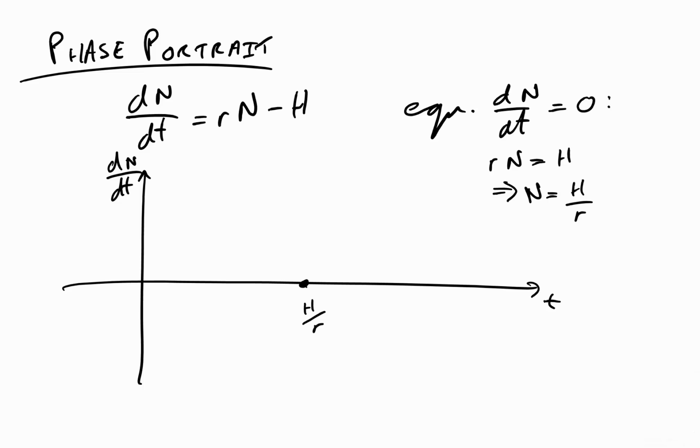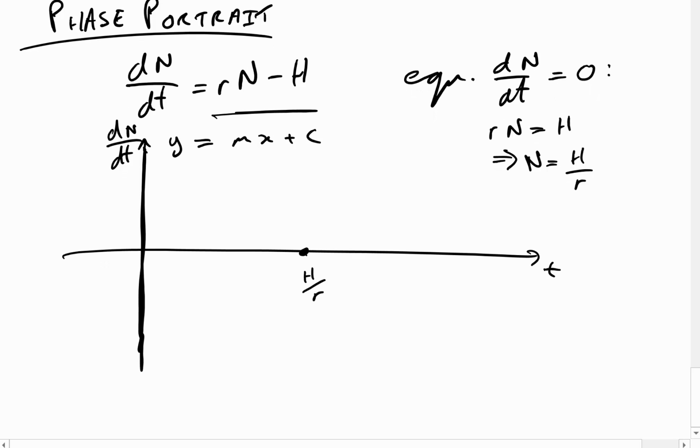So notice that effectively, this is our y, the dn by dt, because it's on this axis. This is our y, and this is equal to mx plus c. This is just a standard straight line graph where our gradient is given by r and our harvesting is just given by our y-intercept. So we're going to cross the dn by dt axis, or the y-axis, at minus h. So that's where we're going to cross. Okay, so this is what our graph is going to look like.